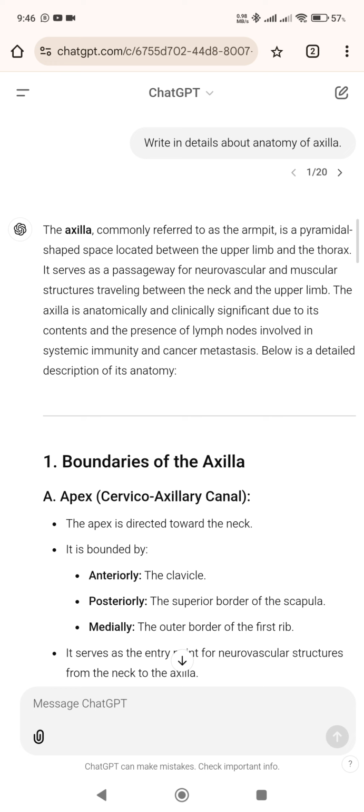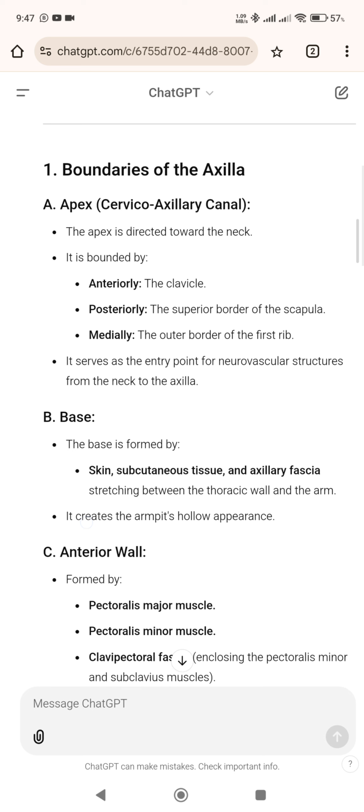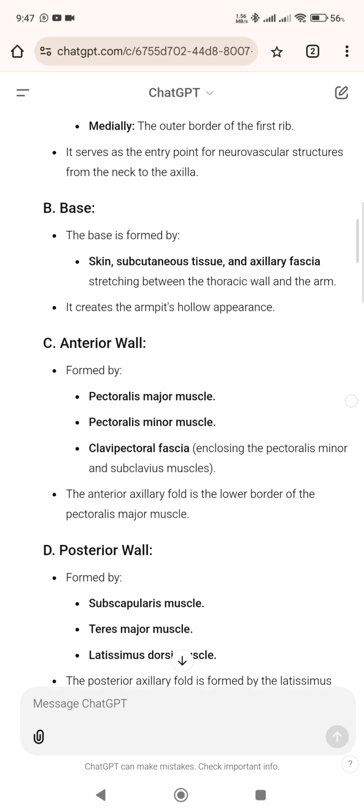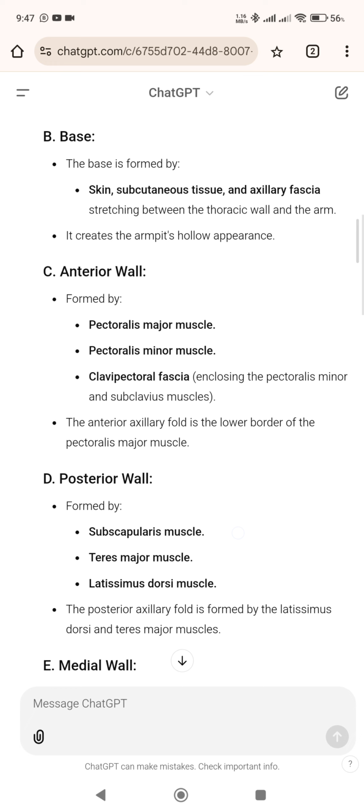1. Boundaries of the axilla. A. Apex, the cervicoaxillary canal. The apex is directed toward the neck. It is bounded by, anteriorly, the clavicle, posteriorly, the superior border of the scapula, medially, the outer border of the first rib. It serves as the entry point for neurovascular structures from the neck to the axilla. B. Base. The base is formed by skin, subcutaneous tissue, and axillary fascia stretching between the thoracic wall and the arm. It creates the armpit's hollow appearance.